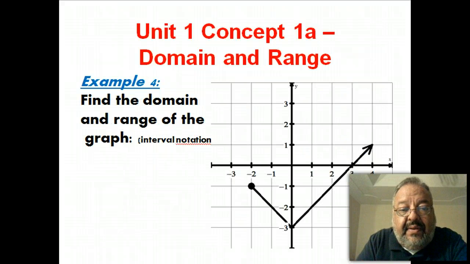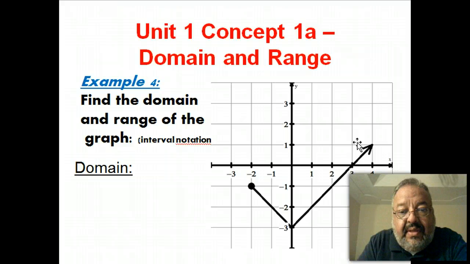Now, find the domain and the range of the graph. This is called a continuous graph. The other one was called discrete because the points were not connected. When they are connected like this and you get a line, that's called a continuous graph.